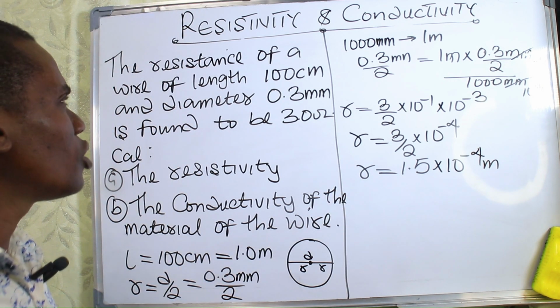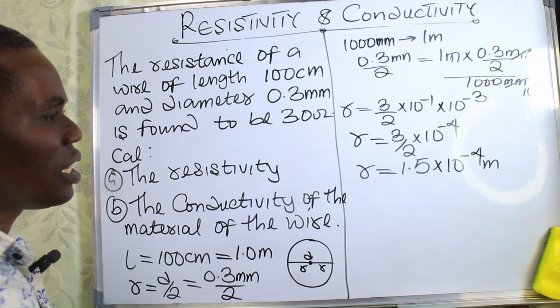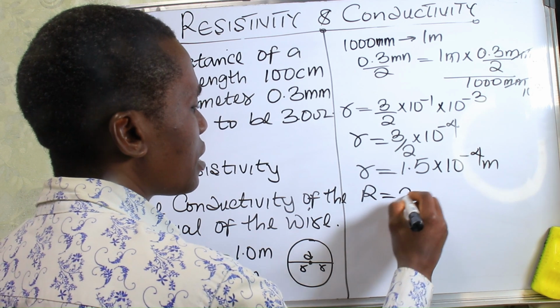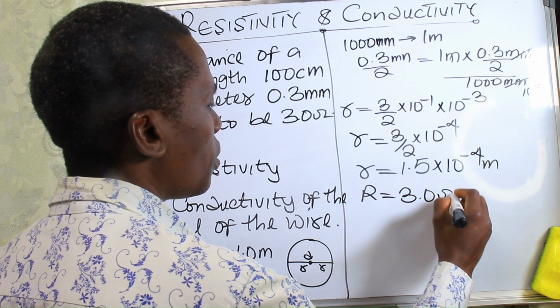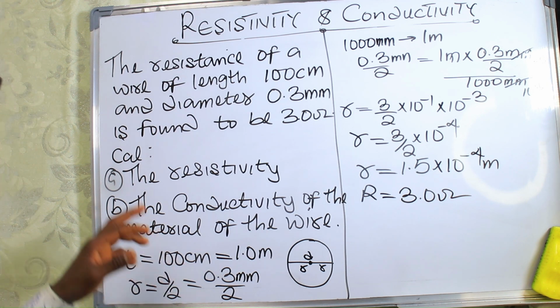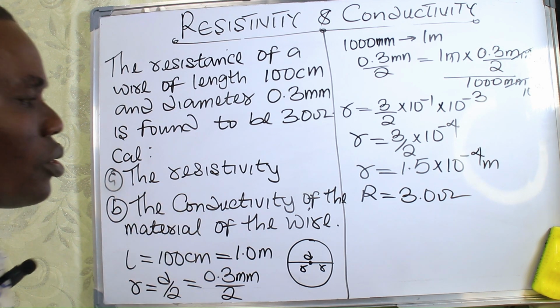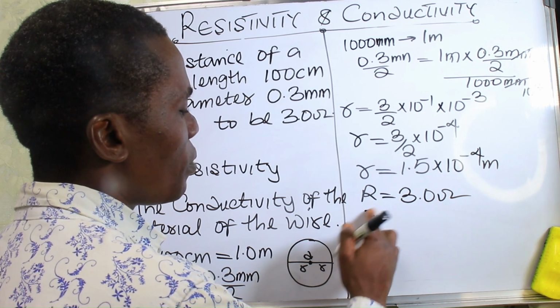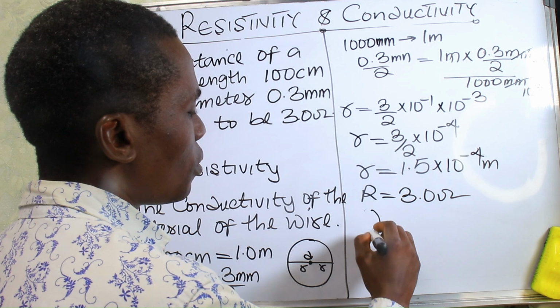The next thing we ask ourselves is, what else have they given us? They give us the resistance R, and they say the resistance is 3.0 ohms. Now what we are looking for is the second question, the resistivity and the conductivity. First we look for the resistivity, which will be this rho.